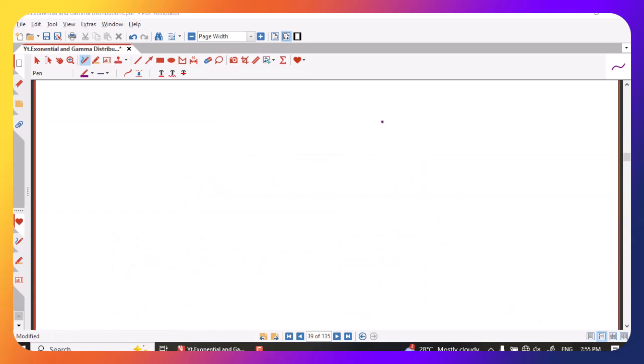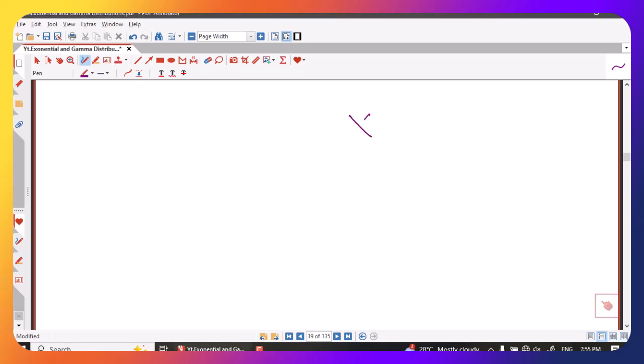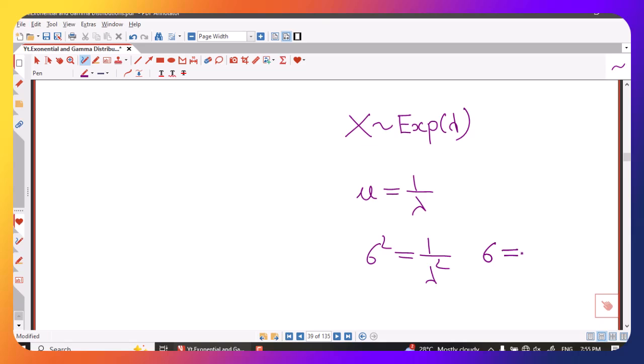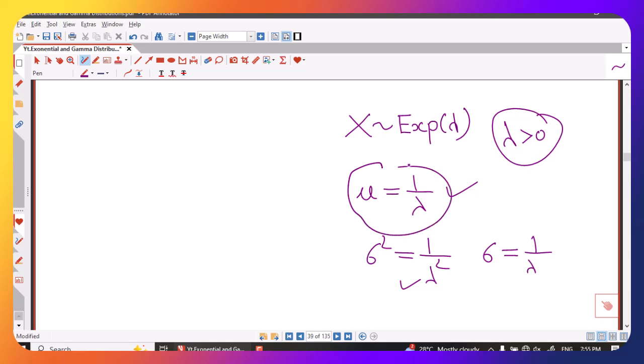For that we recall that suppose our random variable capital X follows exponential distribution with rate parameter lambda, then mean of x is reciprocal of lambda and variance of x is 1 divided by lambda square. That means standard deviation is 1 divided by lambda, and here lambda is average number of events per unit of time, and that is always a positive real number. Therefore this makes sense, we can divide by lambda.